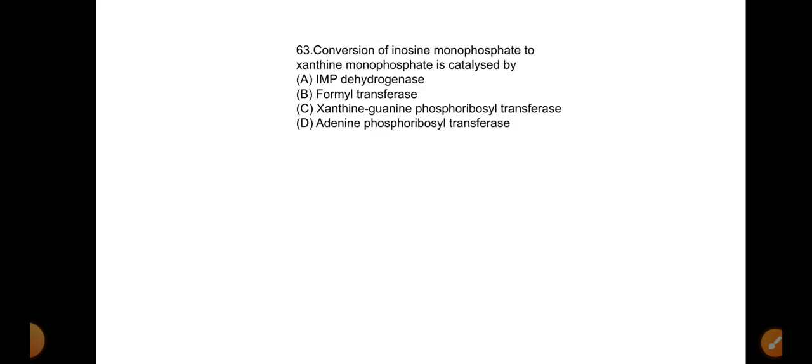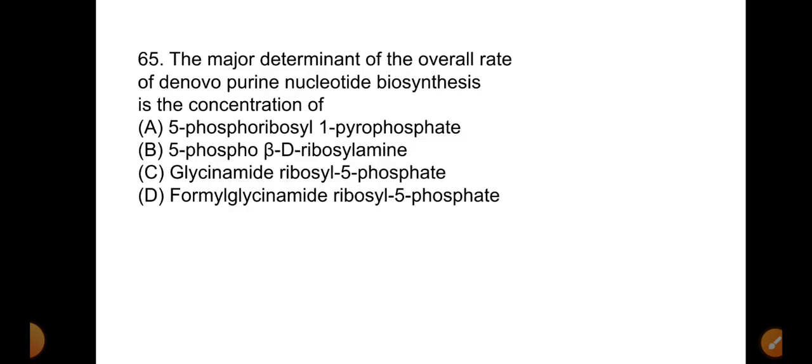62. The cofactors required for synthesis of adenylosuccinate are. 63. Conversion of inosine monophosphate IMP to xanthine monophosphate is catalyzed by, again from metabolism. 64. Phosphorylation of adenosine to AMP is catalyzed by. 65. The major determinant of the overall rate of de novo purine nucleotide biosynthesis is the concentration of. Pause the video and write your answer.